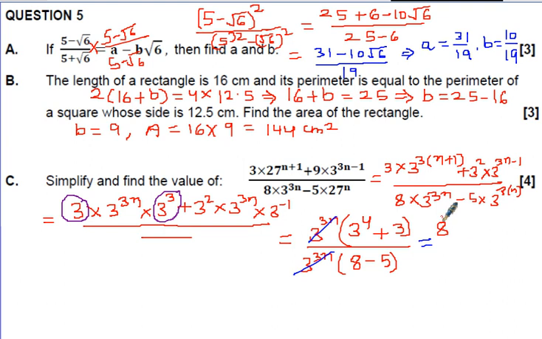Sorry, 81. 81 plus 3 upon 3, which is 84 upon 3. 84 upon 3 gives you 28. So your answer is 28.